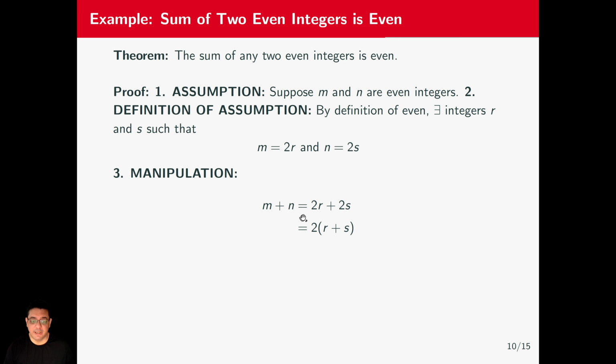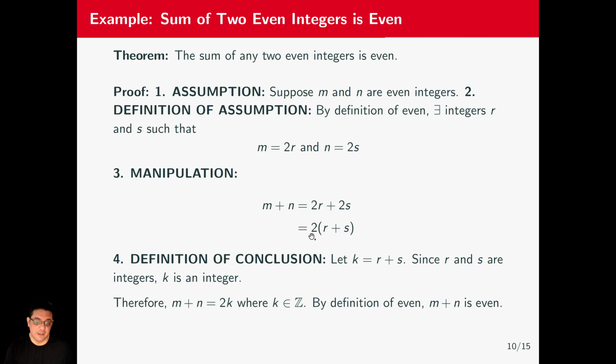Then from manipulating, I do the sum. M plus N is 2R plus 2S, which can be factored as 2 times R plus S. If we let K be R plus S, notice that K is an integer since R and S are integers, and therefore M plus N is of the shape 2K. So by definition of even, M plus N is even.